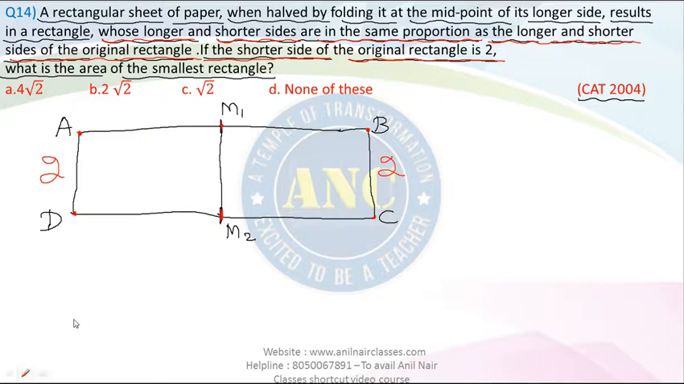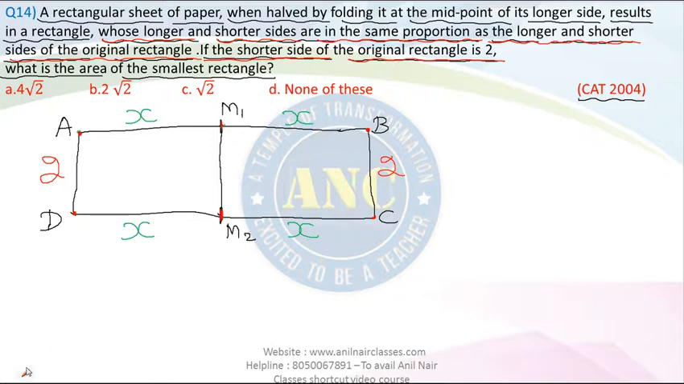Now see here. I don't know the length of AM1, so let me call it X. DM2 will also be X because AM1M2D is a rectangle. M1M2 is 2 because AD is also 2. Anyway, it is given in the question itself. Now, if these two are X and X, because it is exactly divided into half, M1B and M2C will also be X and X respectively.